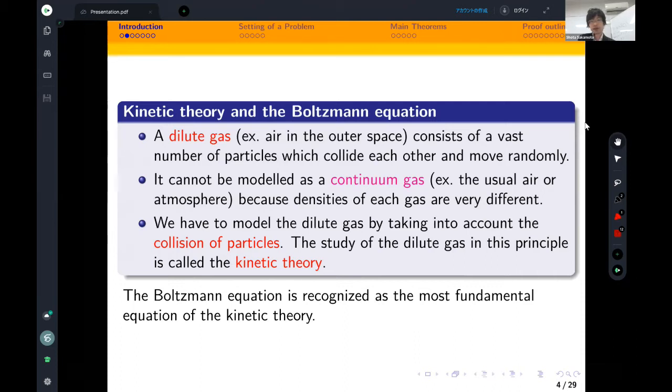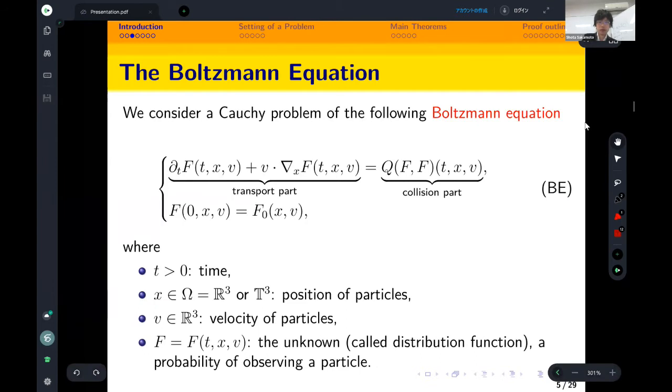Especially, we have to take into account the collision of particles or molecules. The study of such dilute gas in this principle is called the kinetic theory, and the Boltzmann equation is one of the most fundamental equations in the theory. This is the Cauchy problem of the Boltzmann equation: ∂_t F + v · ∇_x F = Q(F, F). I will define this operator Q later. And the second one is obviously the initial data.